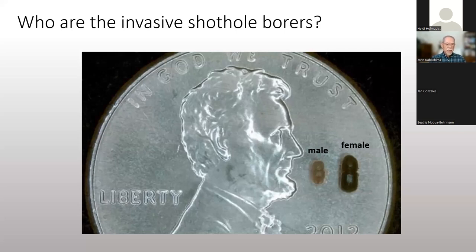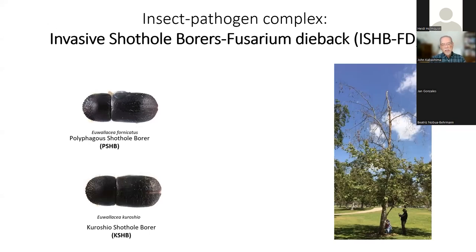You know, these are just reactions trees have, and people don't notice it. They just look at a tree and say, oh yeah, that's kind of normal. But the male on the left and the female can cause that same kind of damage when they're attacking a tree. So they're quite small. And we have two basic pests that are in this complex. We have the prolificus shothole borer and we have the corrosio shothole borer.